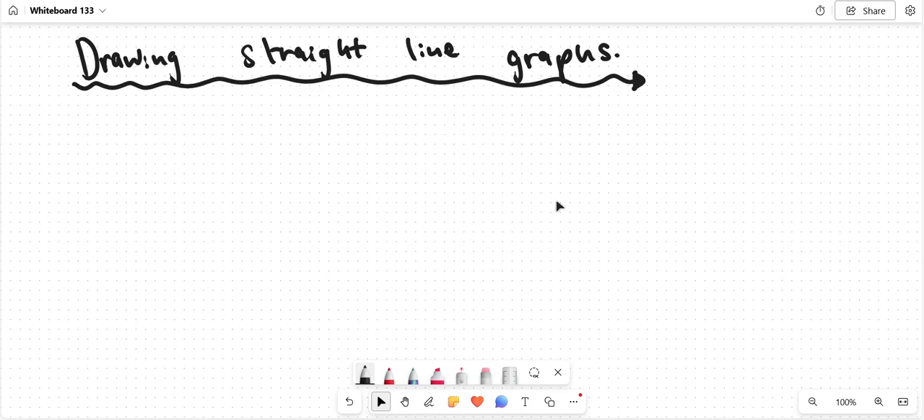How do we draw straight line graphs? I'll show you two methods. They both have their pros and cons, so you ultimately need to decide which one you prefer. I personally prefer the second one. The second one has less work that needs to go into it, but like I said, I'll show you both methods, and yes, at some point you need to decide which one you prefer.